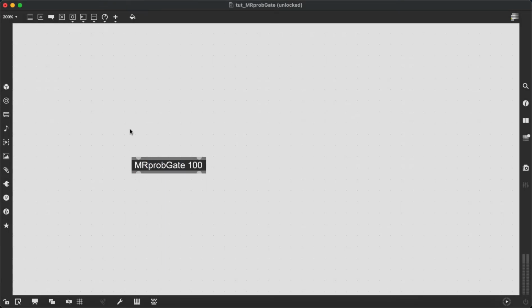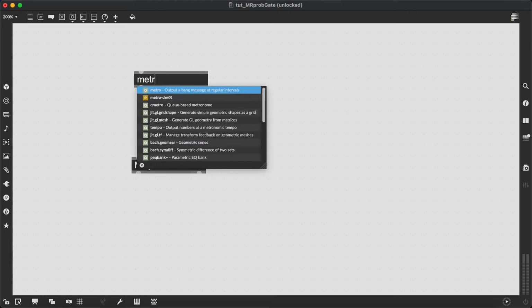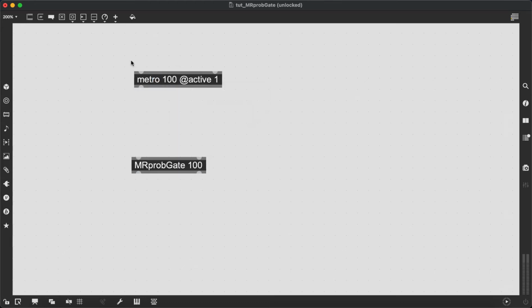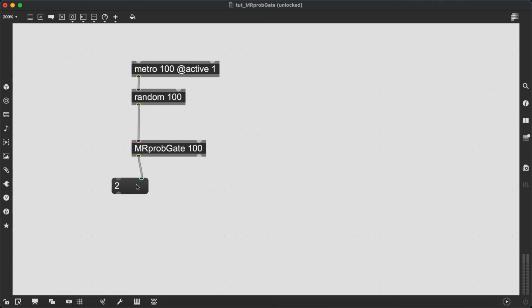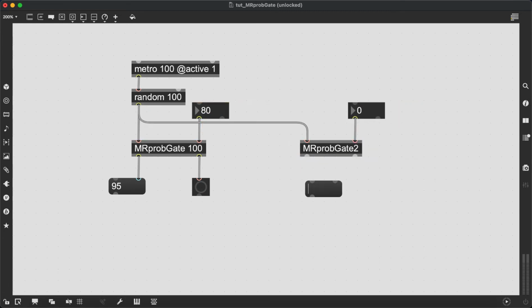MRprobGate, or probability gate utility, allows for an input to be gated depending on a probability supplied as an integer argument. An argument of 100 will let the input through to the left outlet 100% of the time. An argument of 0 will reject all input. An argument of 50 will pass the input to the left outlet 50% of the time. When the input is not passed to the left outlet, a bang is sent out the right outlet instead.